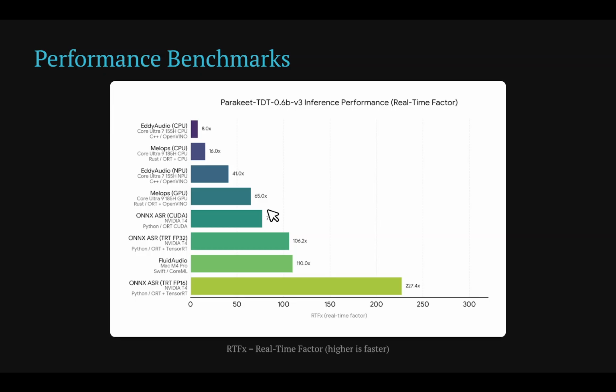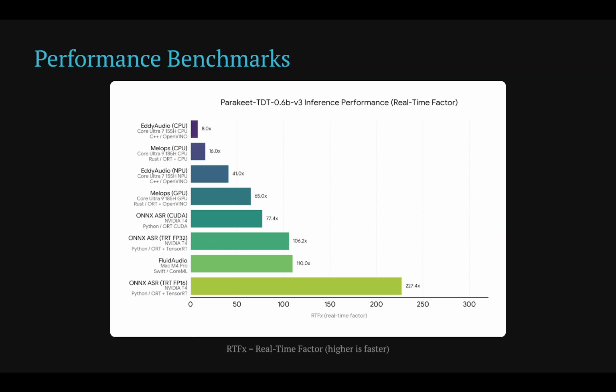ONNX ASR on NVIDIA T4 gets 77 times. The T4 is a data center GPU. The Melops on a consumer laptop is competitive. FluidAudio on Mac M4 Pro gets 110 times. ONNX ASR with TensorRT gets 227 times. Both are faster, but cost significantly more. Melops achieves 65 times real-time on affordable consumer hardware, good enough for batch processing entire courses.